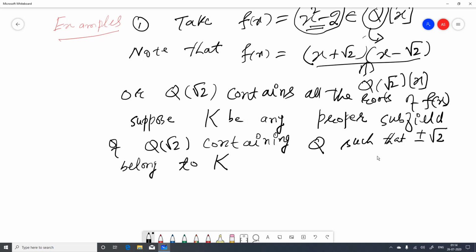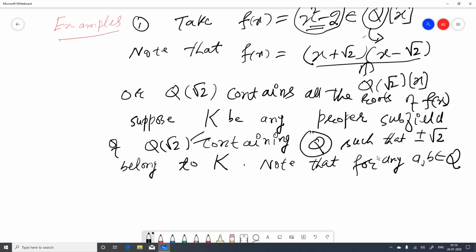Now K is an extension of Q and it is a proper subfield of Q root 2. So note that for any A, B being rational numbers, A plus B root 2: A and B are in K, and root 2 is in K, so the whole element is in K. Say it is alpha. So alpha is any arbitrary element of Q root 2, because elements of Q root 2 look like this.